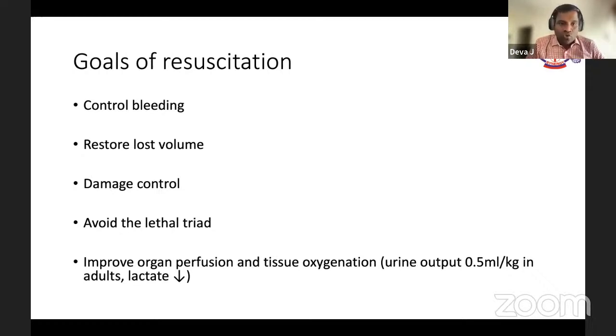The number one goal is control of hemorrhage. So it's important that you stop the bleeding first before you give fluids and blood into the patient, or do it simultaneously. Stop the bleeding, give fluids and blood. If you do not stop the bleeding, there is no point in you pouring liters and liters of whatever fluid or blood you choose. It's going to continue to exsanguinate. So control the bleeding. Second is restore the lost volume. Third is do damage control resuscitation. Fourth, avoid the lethal triad. We'll talk about that when it comes to that. And the ultimate goal by doing all of this is to improve organ perfusion and tissue oxygenation.